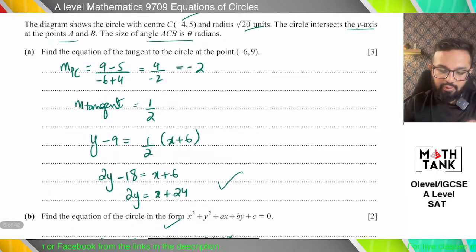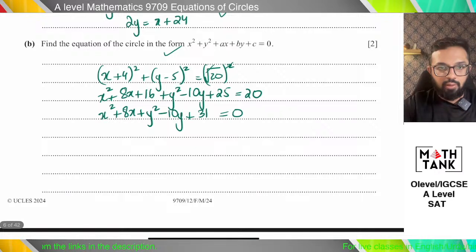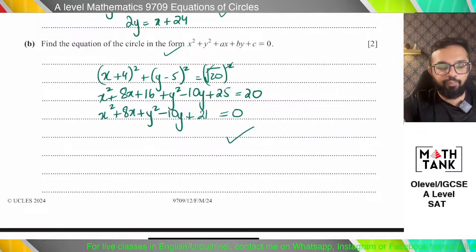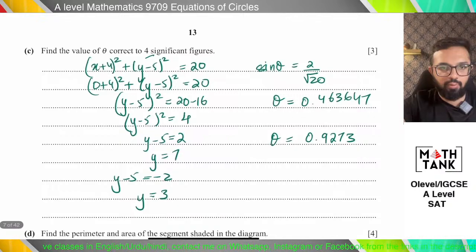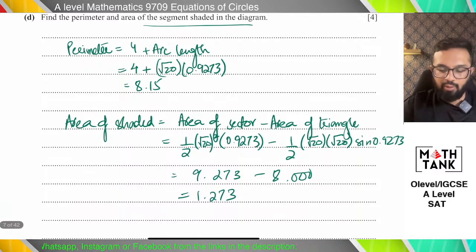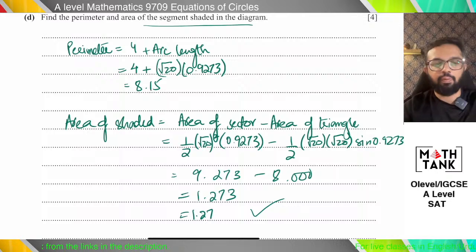Okay, that's correct. I have probably made a mistake here. That's supposed to be 21. And 9273 is fine. And 1.273, which should be rounded off to 3 significant figures, that's also fine.